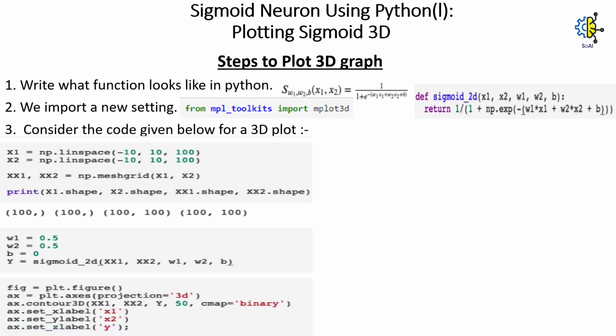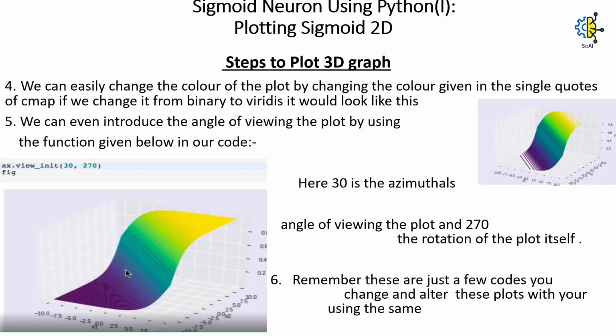Similarly for y and z. We can easily change the color of the plot by changing the color given in the single quotes. By cmap, if we change it from binary to another one, it would look like this. We can even introduce the angle of viewing the plot by using the function given below in our code.